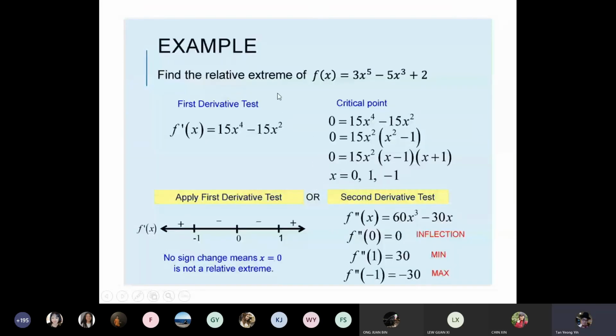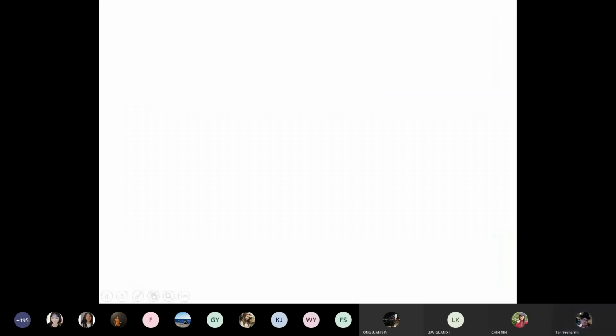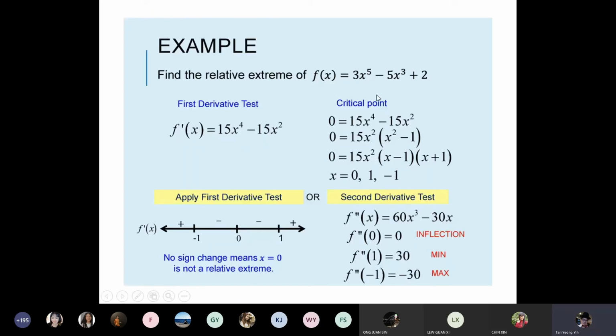All right, so now we start with this function. f(x) equals 3x to the power of 5 minus 5x to the power of 3 plus 2. Students, now we have this function. We want to find the relative extreme. What is this? This is the turning point, the maximum point or minimum point. Extreme point.